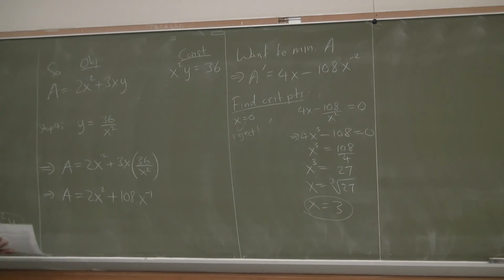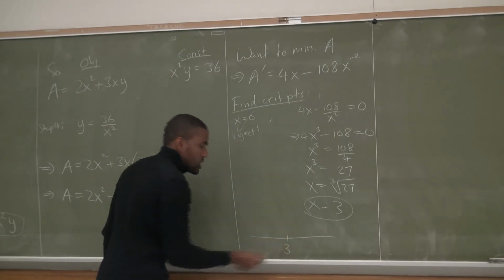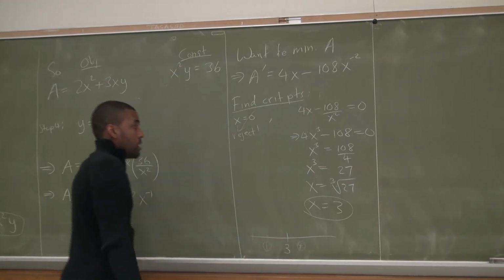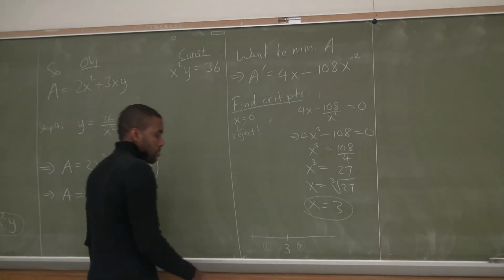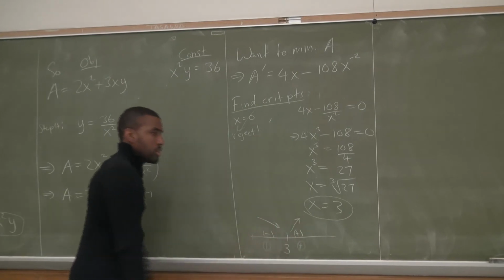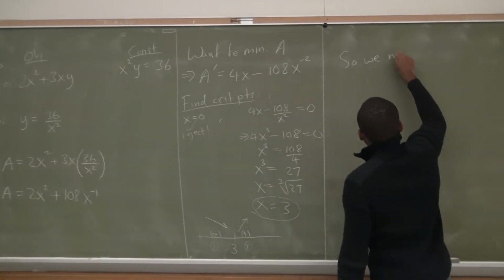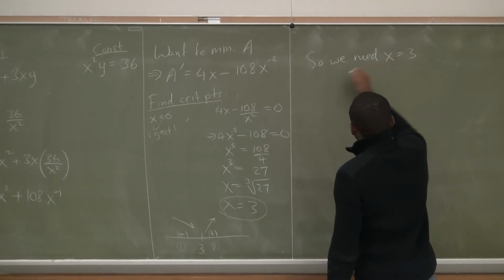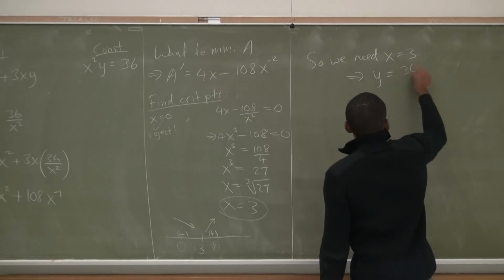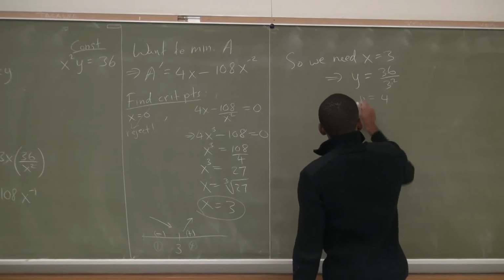Now I know that's going to be the answer because it's the only candidate, but if you're ever very skittish, you could always test it, right? Plug a number below 3 like 1 or above 3 like 4, and if you plug it into the derivative, here you would get a negative, here you would get a positive, so you know this is a minimum. So we need x equals 3, which means your y should be what? 36 over x squared, over 3 squared, which is 4.